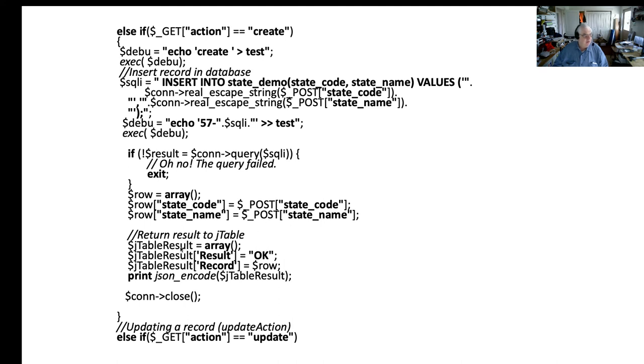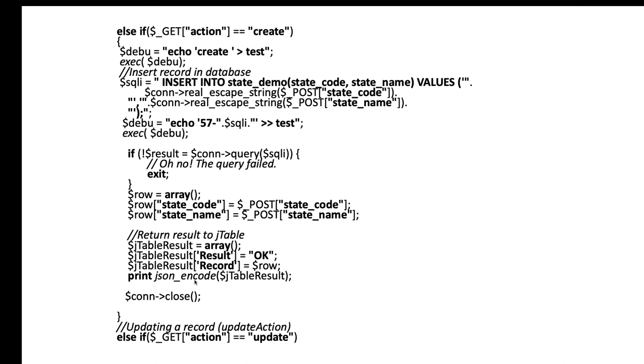So we've got a JTable result that's an array. We're setting the result of the array to OK. And we're setting back the row. And that's the end of that tune.